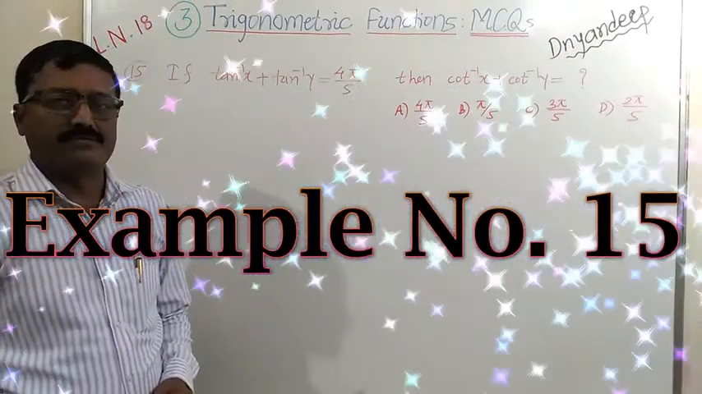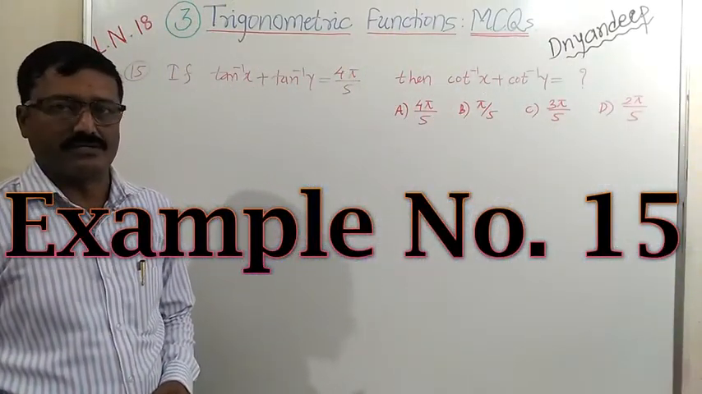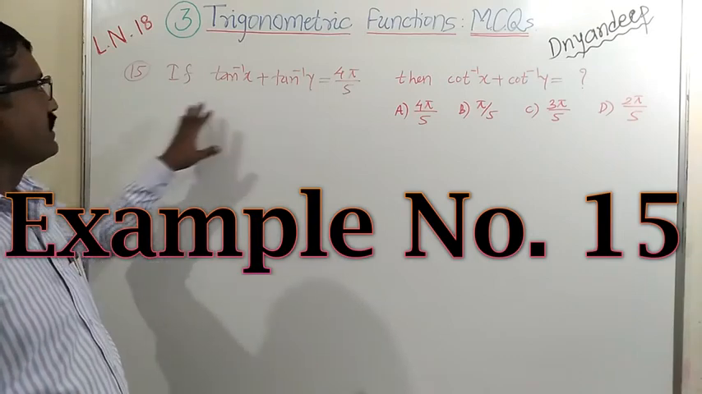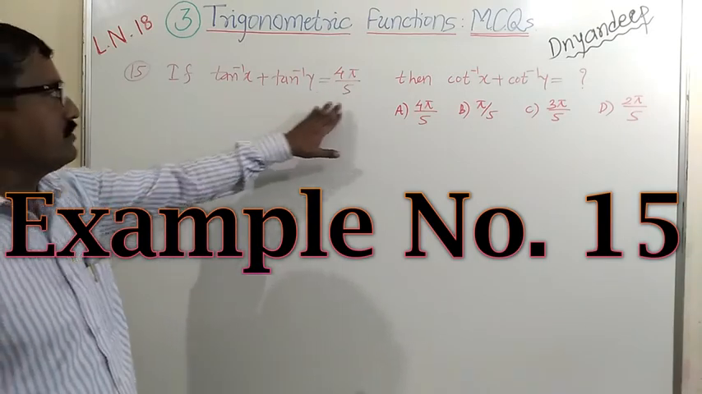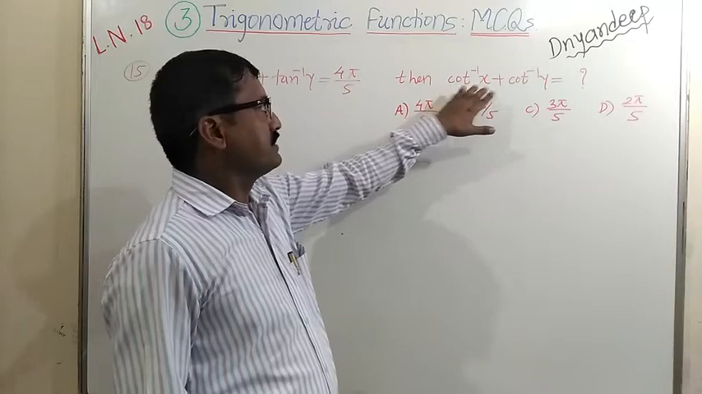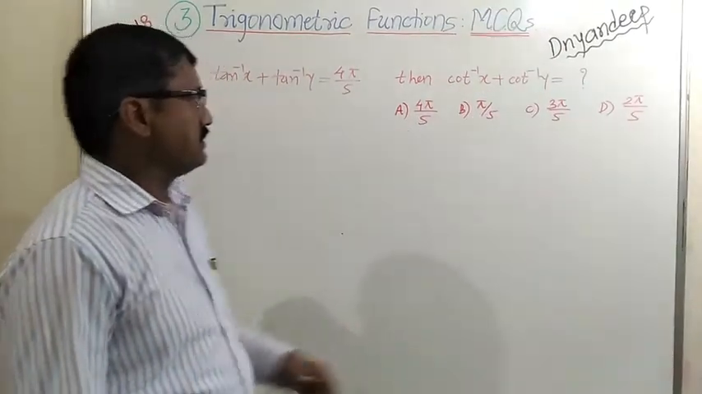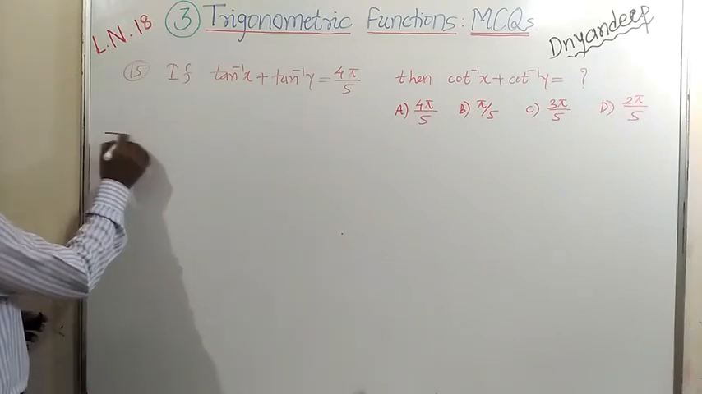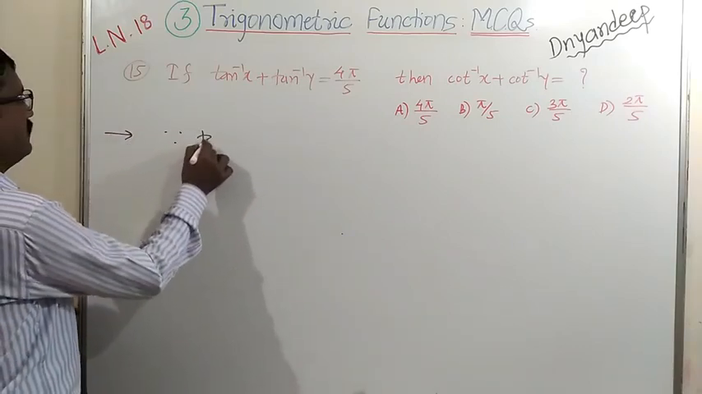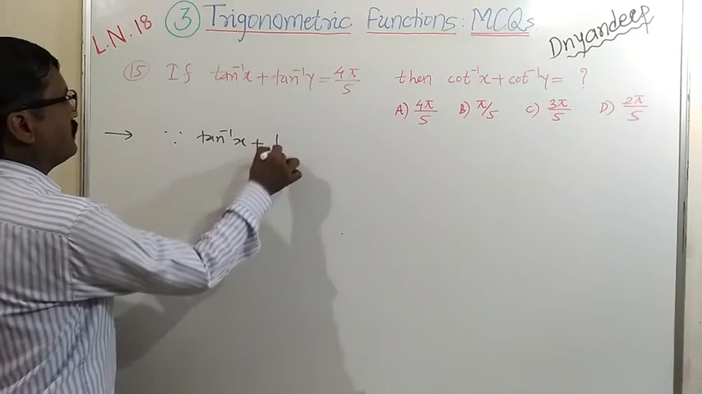Now the next examples will be based on inverse trigonometric functions. Let us say example number 15. If tan inverse x plus tan inverse y equal to 4 pi by 5, then cot inverse x plus cot inverse y equal to what? Options are given in this. Let us see.